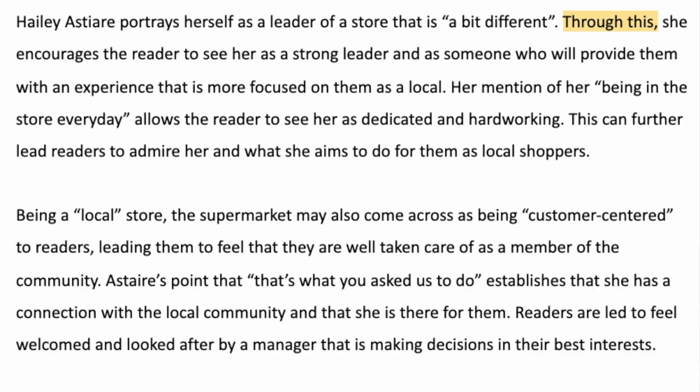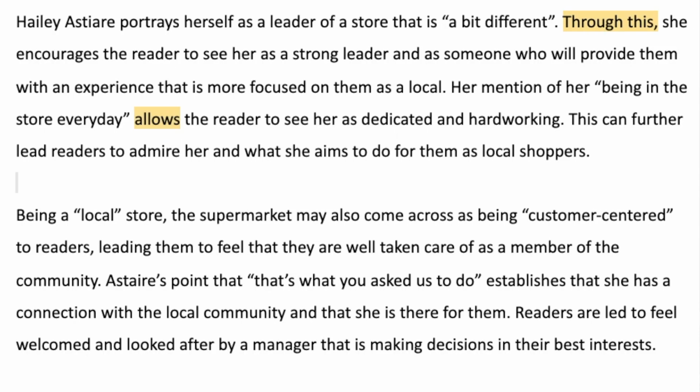Let's keep reading. Her mention of her being in the store every day allows the reader to see her as dedicated and hardworking. And so what has happened here is that we've got this second form of evidence under that same umbrella of this is how Astaire wants to put herself forward. So I've got a paragraph that has this overarching idea of one of the things Astaire does to try and persuade people of her contention and of what she's trying to do to them is the way that she portrays herself. I've now got a second piece of evidence to show a different way that she's looked to do that.